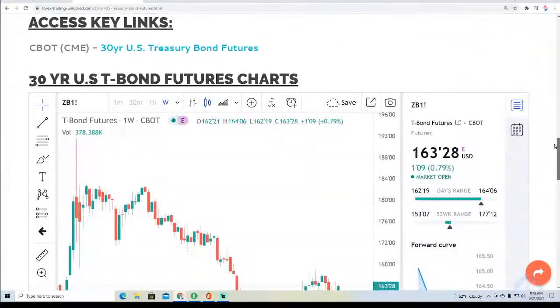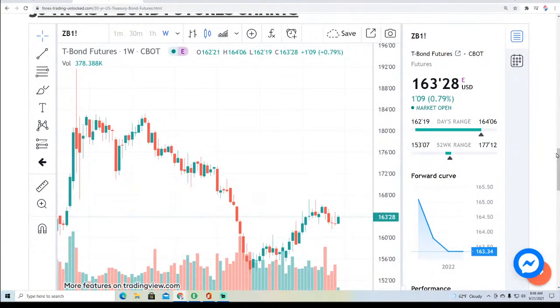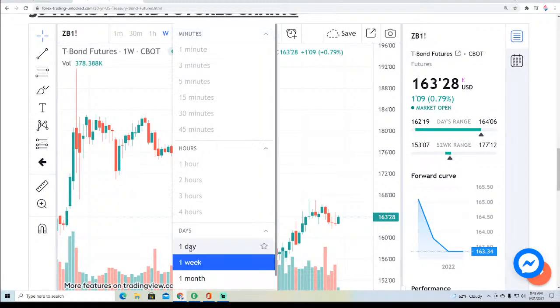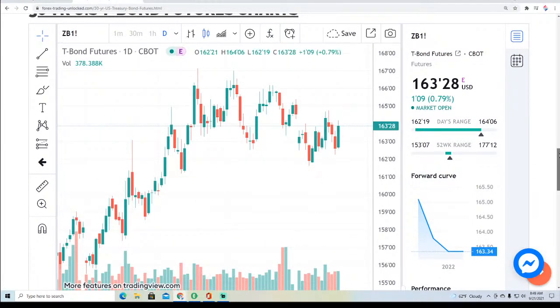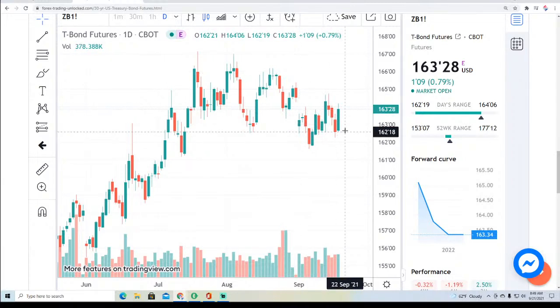Yesterday, as you know, the US dollar took a beating. We had this news about China creeping in. Look at what happened with the bond futures yesterday. These bond futures escalated huge. They had a low of 162.19 and a high of 164.06.